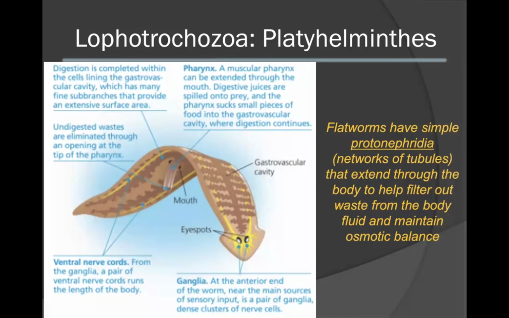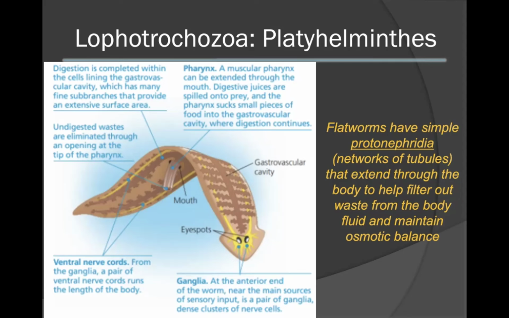This diagram depicts the overall organization of a flatworm. Note the presence of ganglia at the anterior end or head of the organism. In addition to the central ganglia, they also have eye spots, which serve a sensory function. Note that the ganglia will extend into the ventral nerve cords that run along the side of the animal.